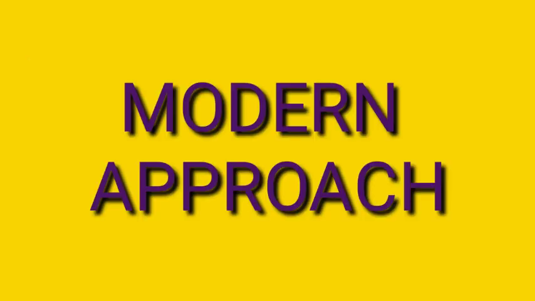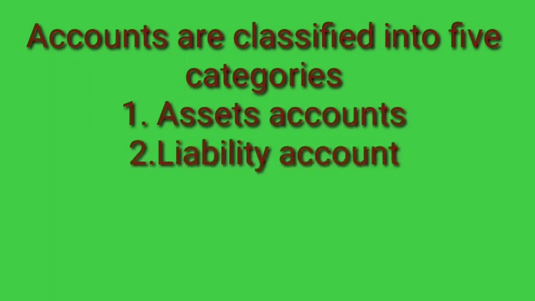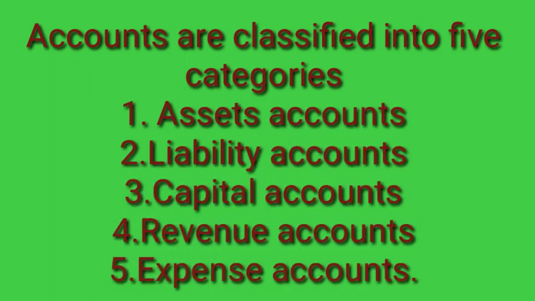Now the next classification is modern classification, and under this classification accounts are categorized into 5 groups. The first one is asset account. The second one is liability account. The third one is capital account. Fourth is revenue, and the fifth one is expense account.